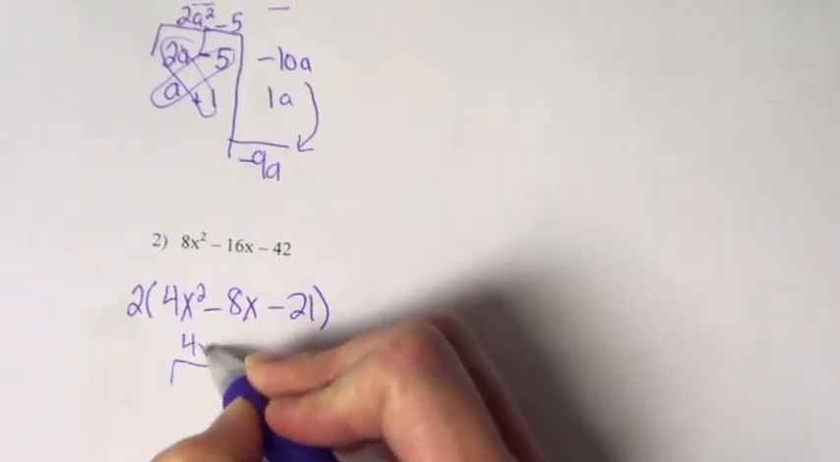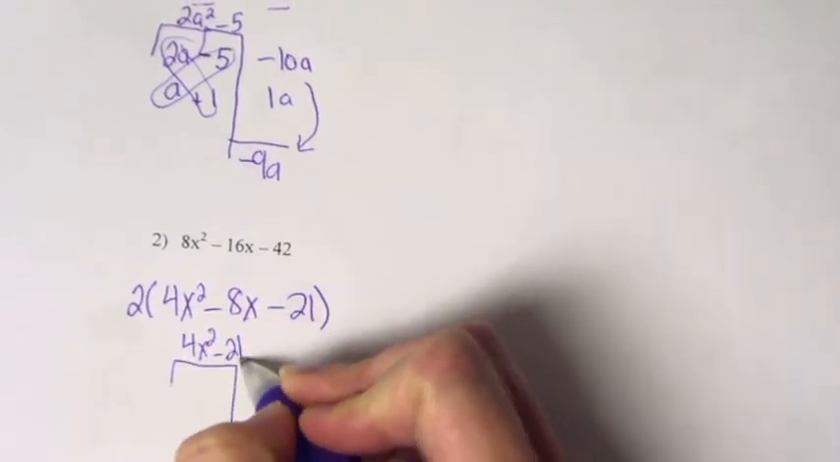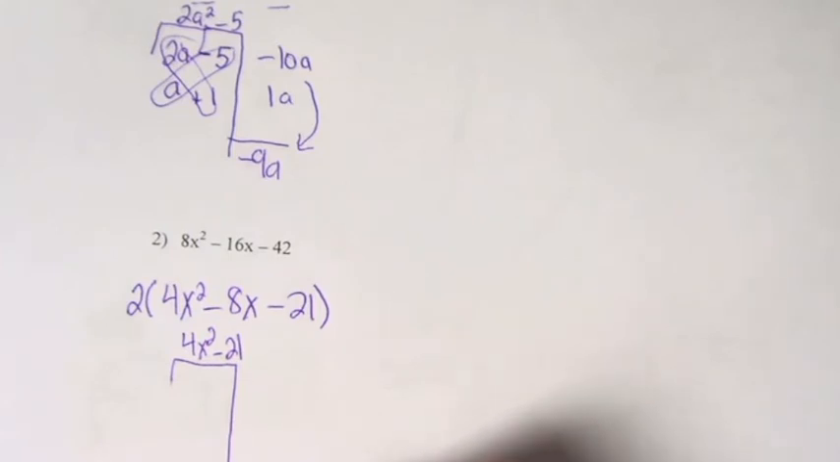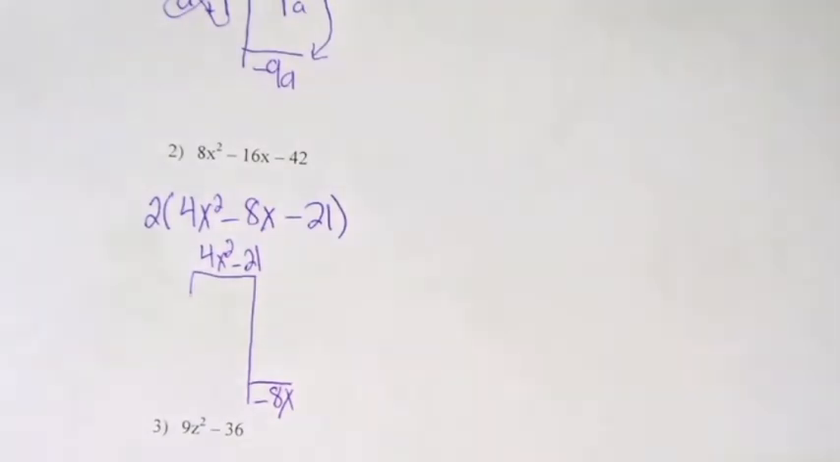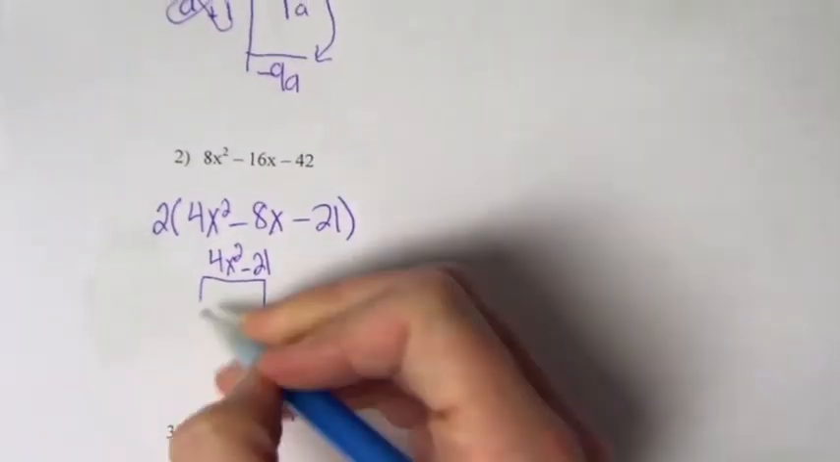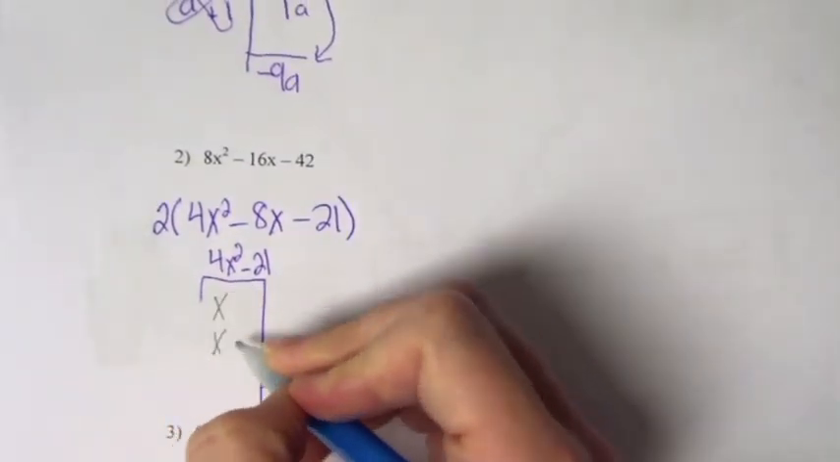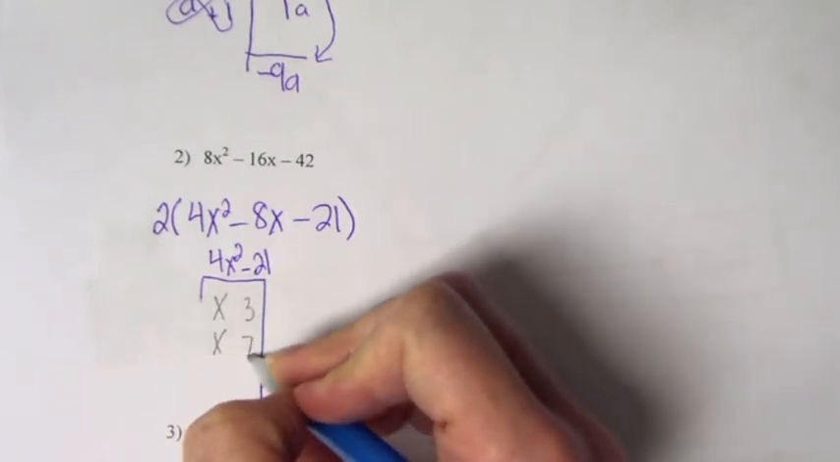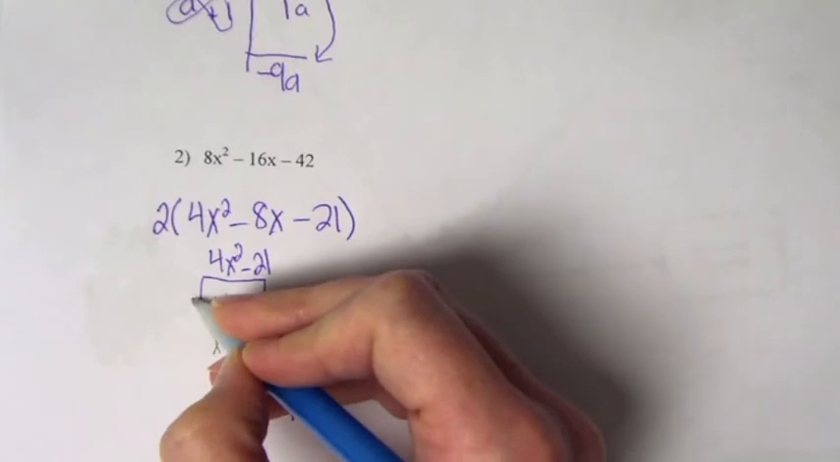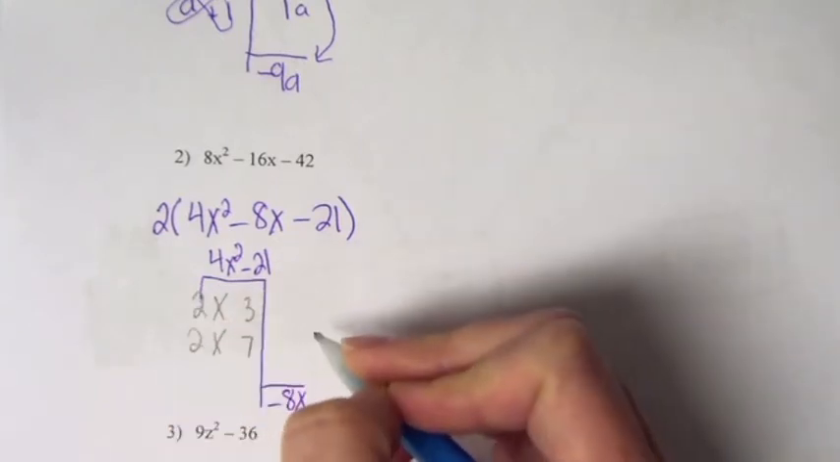So we get 4x squared and minus 21 on top, negative 8x on the bottom. I'm going to pick up a pencil right here because I may make mistakes, since there's a couple of factors. So we have x and x. 21 is probably going to be 3 and 7. And then we have to put a 4 in here. Let's put 2 and 2. Let's just try that.